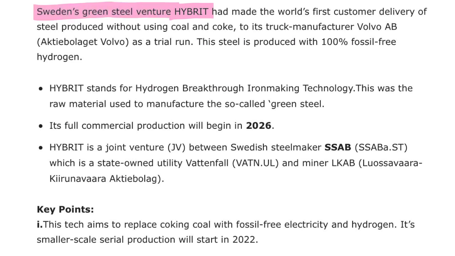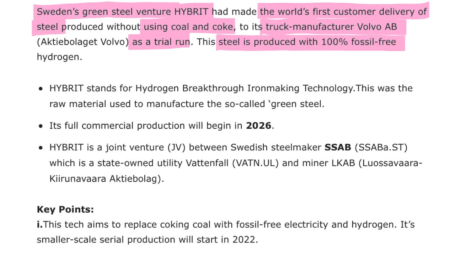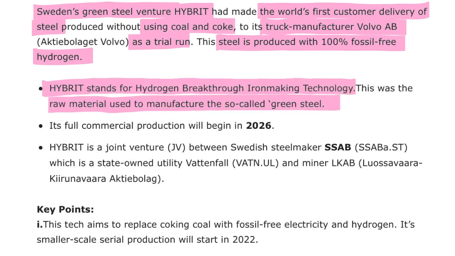Sweden's green steel venture HYBRIT made the world's first customer delivery of steel produced without using coal and coke to its truck manufacturer Volvo AB as a trial run. The steel is produced with 100% fossil-free hydrogen. HYBRIT stands for Hydrogen Breakthrough Ironmaking Technology. This was the raw material used to manufacture so-called green steel.